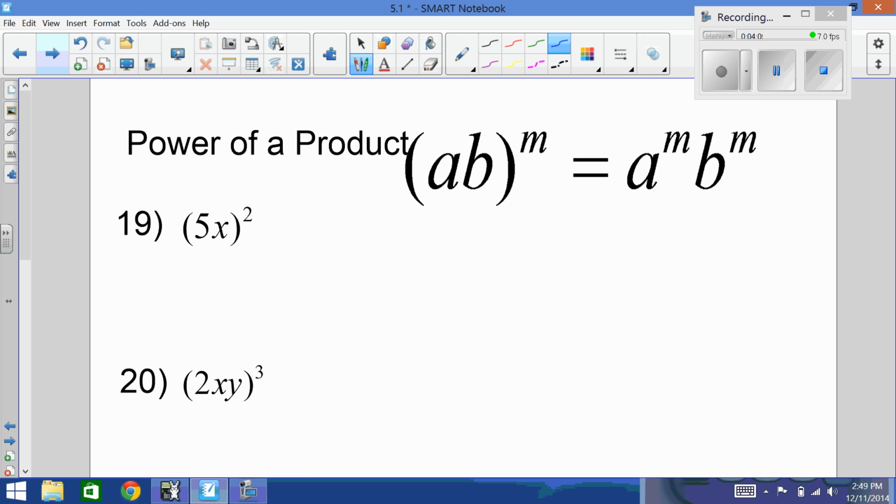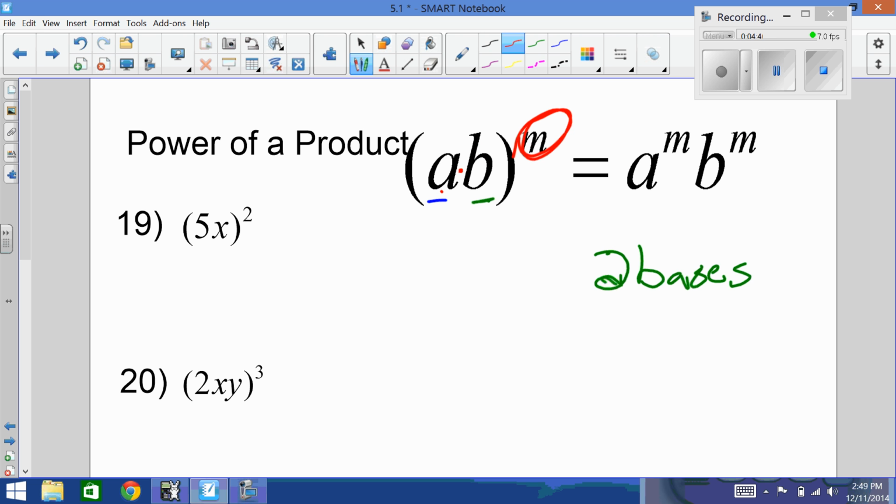All right, now we have power of a product. Look here. I got 2 bases and 1 exponent. If you look at the 2 bases, there's multiplication going on between the 2. So there's no plus and there's no minus between the 2. So that means I can take the exponent and distribute. So I get a to the m power times b to the m power.